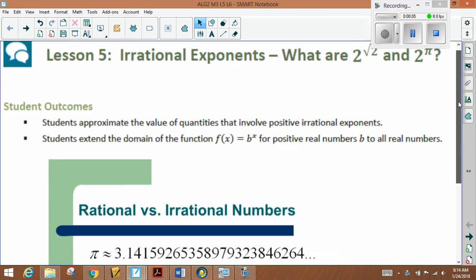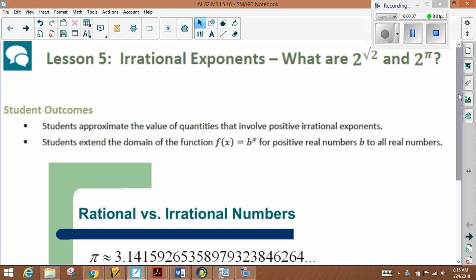Irrational exponents. What are they? You talked about rational exponents that were fractions. But what happens when your exponent is the square root of 2 or pi? These are irrational numbers. They cannot be represented as a fraction.